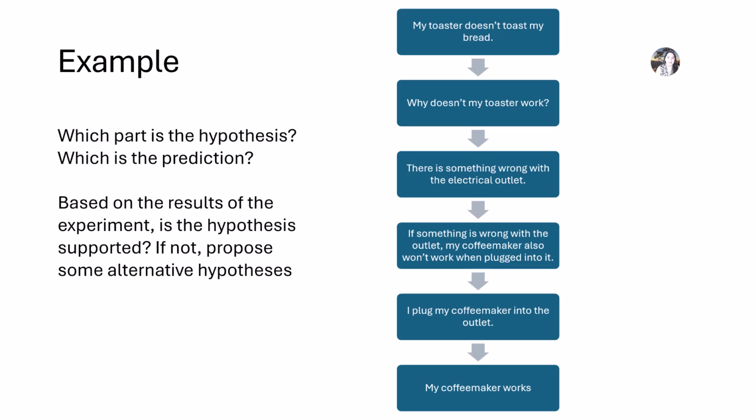So maybe my toaster isn't working because there's something wrong with the outlet. And you make a prediction based on that. If something's wrong with the outlet, then that means the coffee maker won't work either, because there was something wrong with that same outlet. So say you unplug the toaster and you plug in the coffee maker. If the coffee maker works, then that tells you, okay, it's not the outlet. So in this case, it disproved the hypothesis, but then you have to come up with a new one because you're like, well, then why won't my toaster work? So yeah, we do a lot of the scientific method when something's wrong.